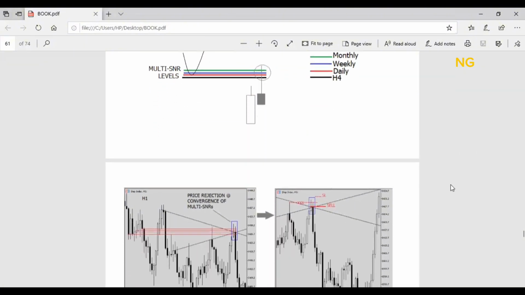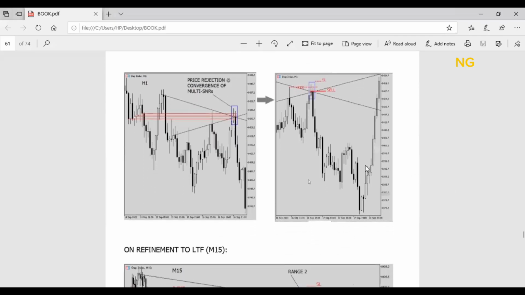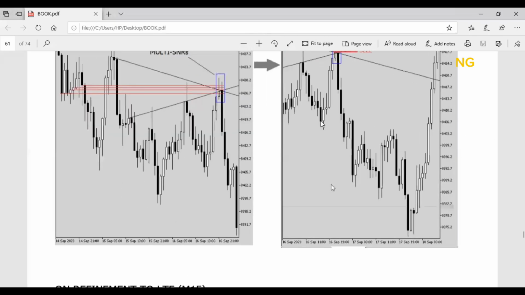Like for example, we have this place here. This is Step Index. You can imagine this. We have 1, 2, 3, 4, right? They line up at the same place. They become fresh here. Then they have only been tapped into once. Then you can imagine the move that came down after this. Then price broke through it here with a wick and got rejected.